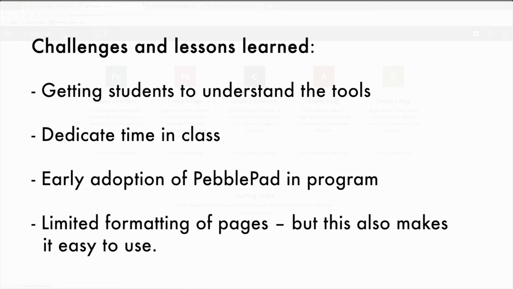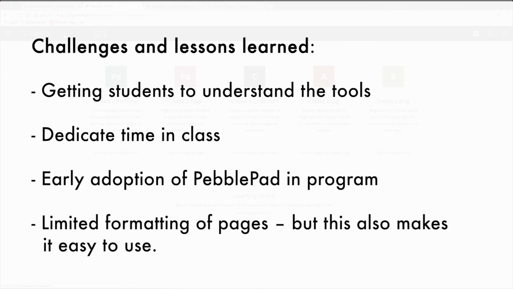If students were to use the PebblePad system early on in the degree, then by the time they reached this third year level, it would have been easier. And so that would have been key in helping the students to really know how to use the tool and be able to prepare their work how they wished.